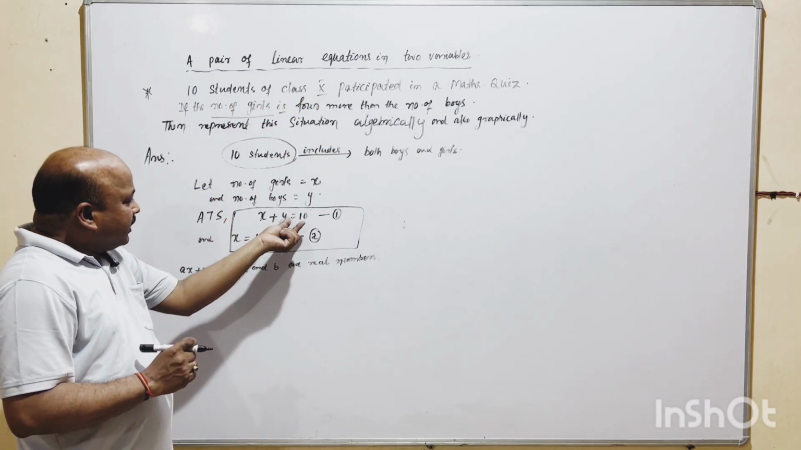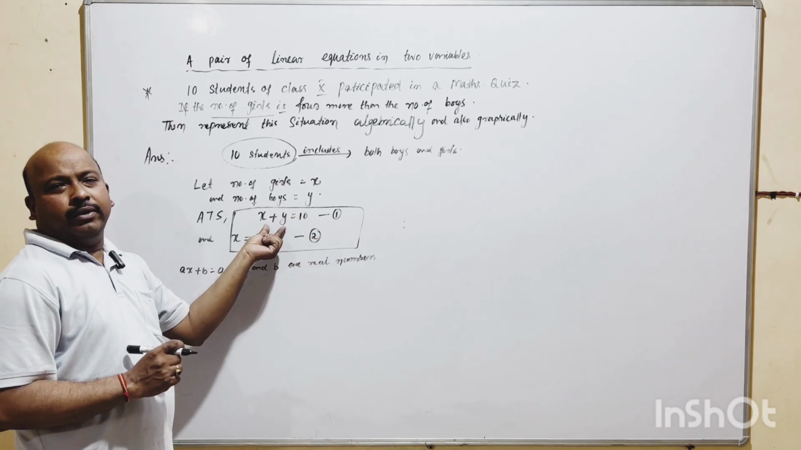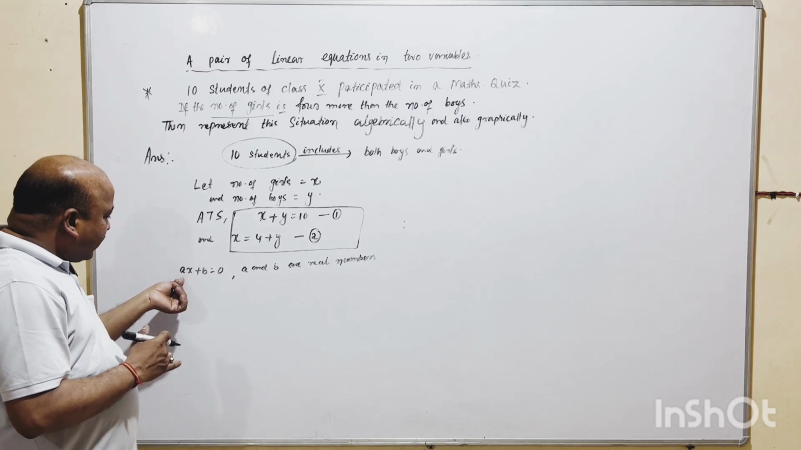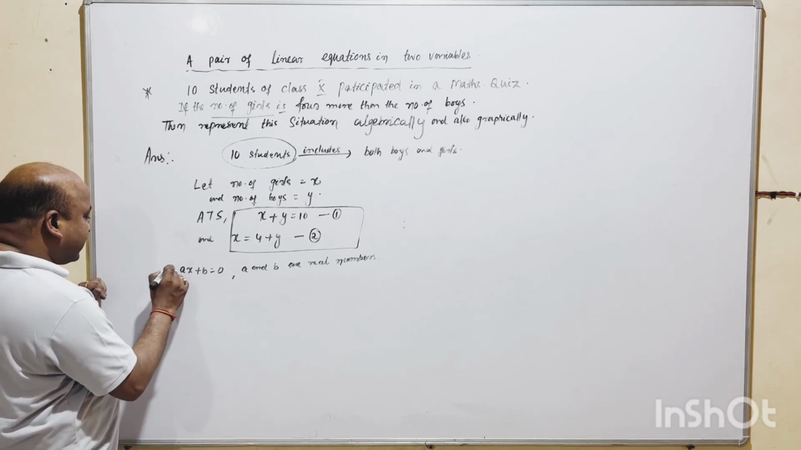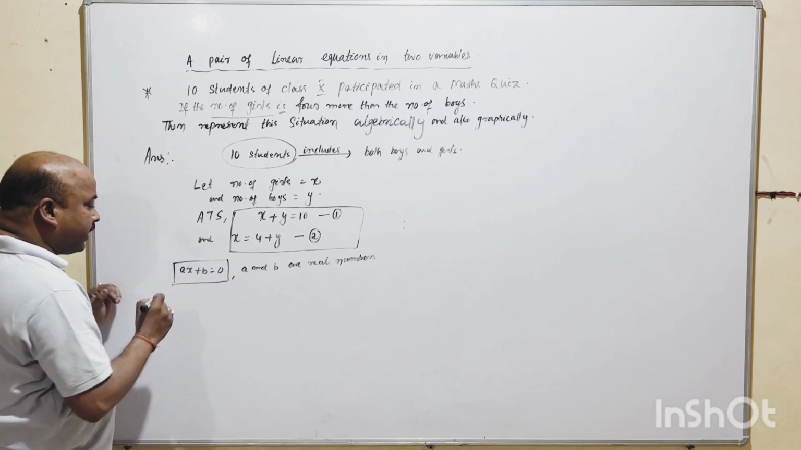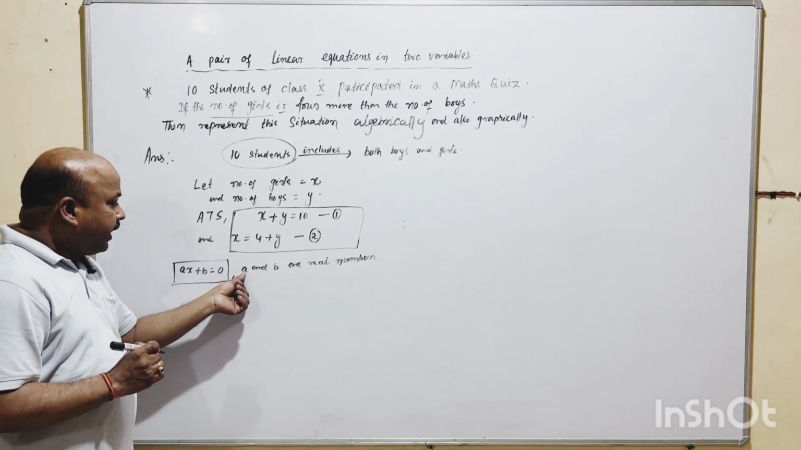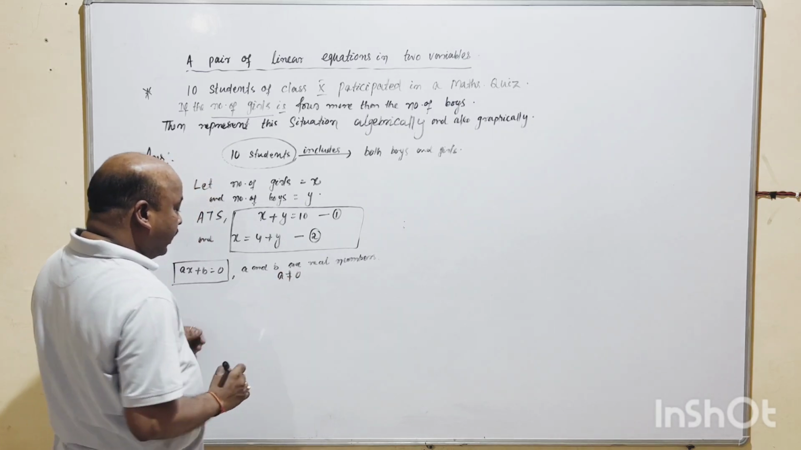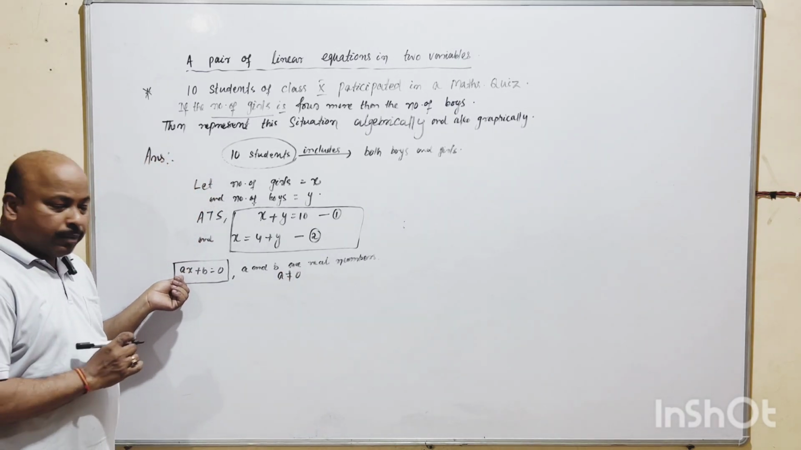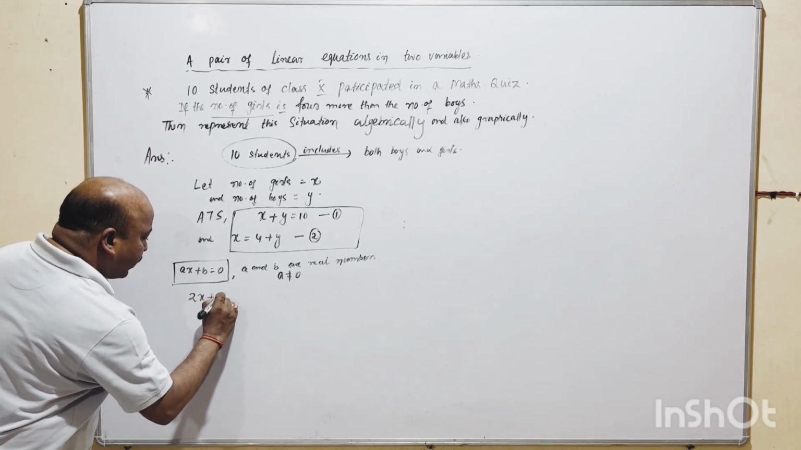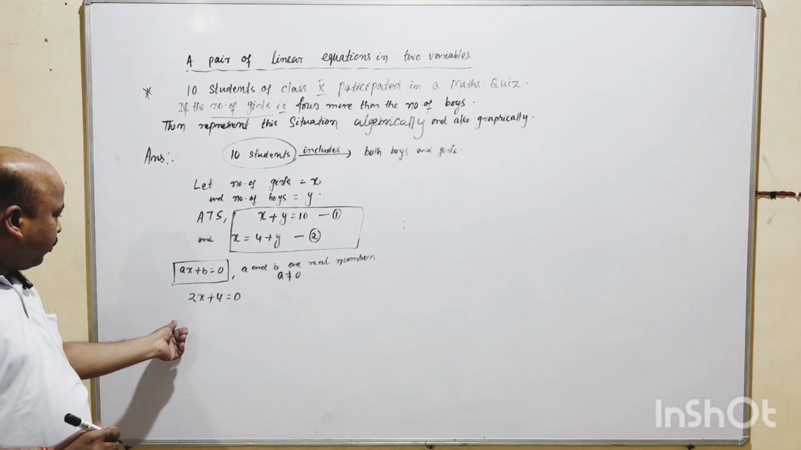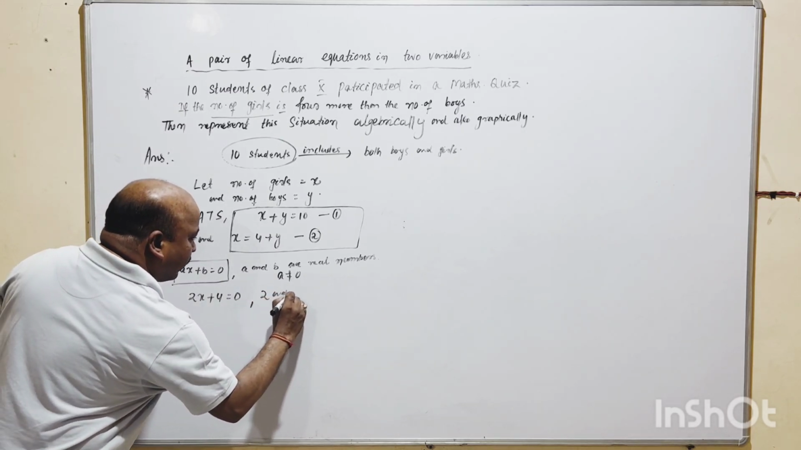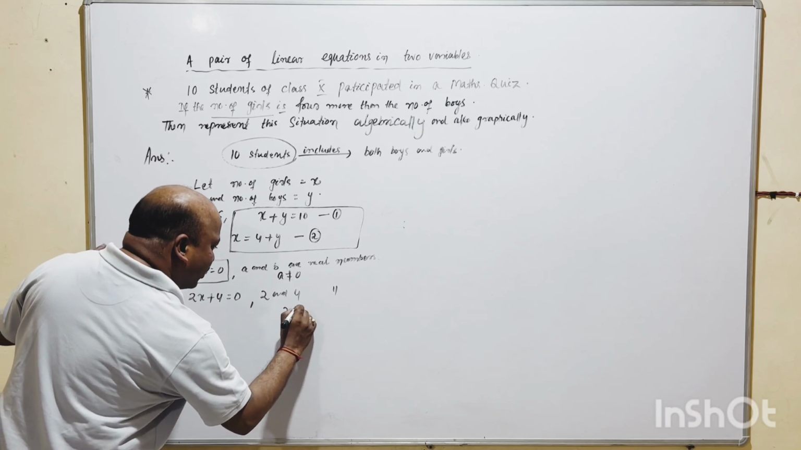Here these equations consist of two variables, but I am again stating a linear equation in one variable. So this is the standard form of a linear equation in one variable: ax plus b equal to 0, where a and b are real numbers, and a is not equal to 0. Suppose I write 2x plus 4 equal to 0, and here both 2 and 4 are real numbers, and 2 is not equal to 0.